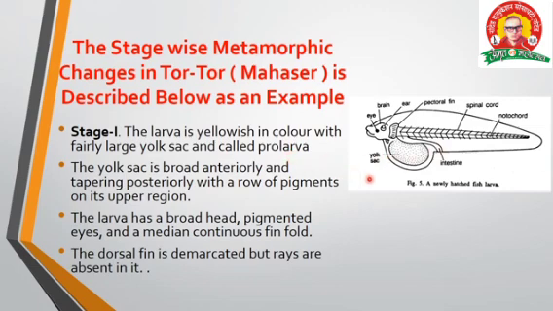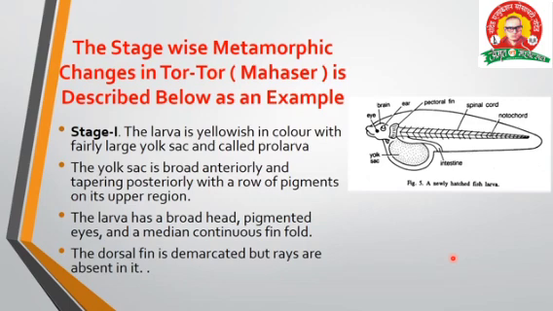In the first stage, we can start the stages of morphometric and metamorphic changes in the fish. That is stage number one. The larva is yellowish in color with a fairly large yolk sac and is called the prolarva. The yolk sac is broad anteriorly and tapering posteriorly with a row of pigments on its upper and lower region.